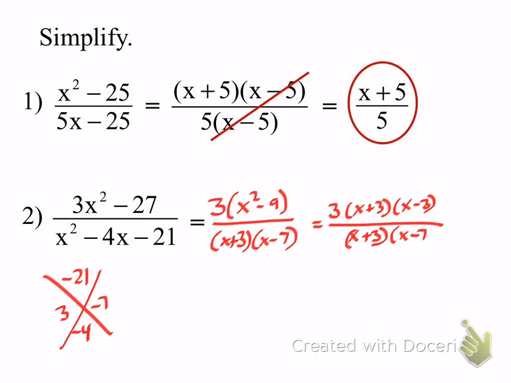Okay, now what? Teddy. Now you're going to cancel out. So you see that both the top and the bottom of the fraction have x plus 3. So you can cross that out. That becomes 1. So you're left with 3 times the quantity x minus 3 over x minus 7. Perfect. And are we done or do we keep going?